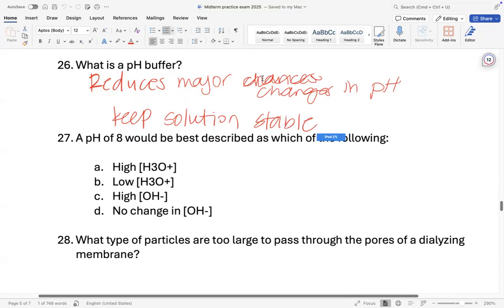All right, 27. Something with a pH of 8 would be best described as which of the following? So pH of 8 falls just above 7, so this is basic. All right. So something that is basic has high OH and low H3O plus.